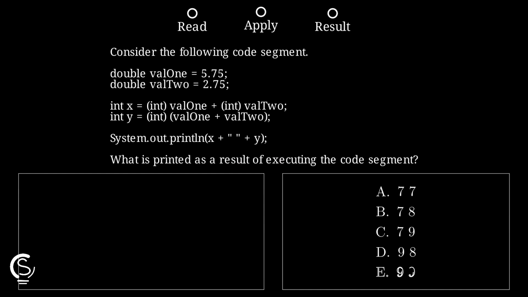First, calculate x by casting each double to an integer. 5.75 becomes 5 and 2.75 becomes 2, giving a total of 7.